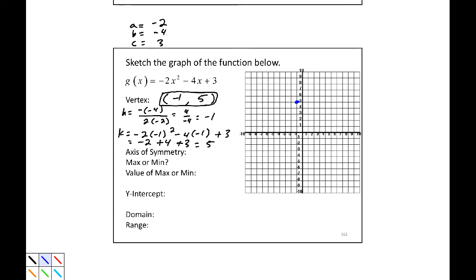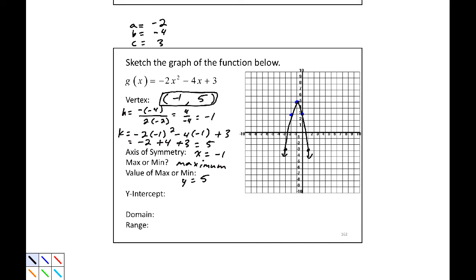And it's stretched by a factor of 2, so I find the point 0, 3, and negative 2, 3. And I have another point at 1, negative 3, and negative 3, negative 3, since I know how it is stretched. Knowing function transformations helps a lot. So my axis of symmetry is x equals negative 1. This appears to be a maximum because it opens down. And the maximum value is 5. y equals 5 because that is the y-coordinate of our vertex.